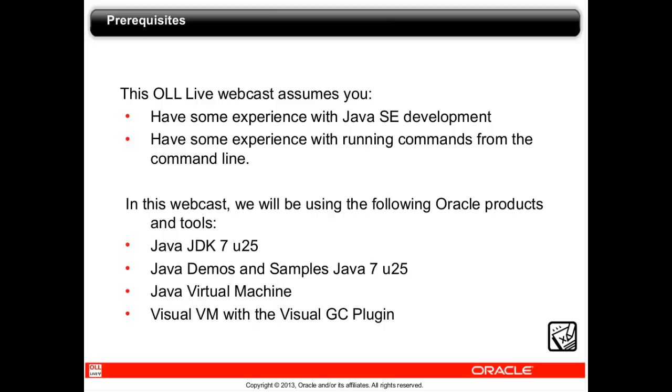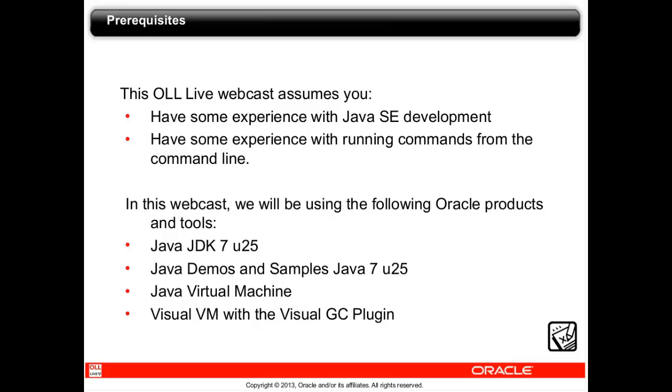I will be doing some command line stuff, but not a whole lot, and nothing super complicated. All the features I'm talking about, when it gets to the G1 garbage collector, require at least Java 7 update 4. Of course, we would prefer that you use the latest version. As of yesterday, when we did the dry run for this presentation, the latest was Java 7 update 25. Actually, Java 7 update 40 came out yesterday, so that would actually be the latest.